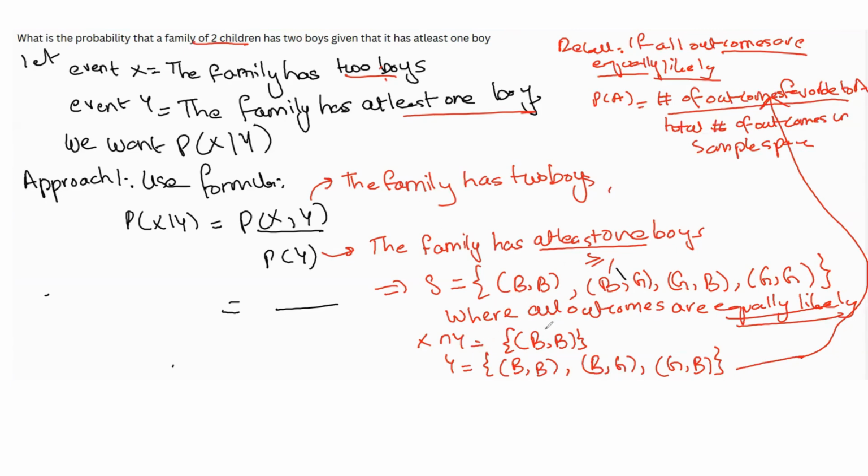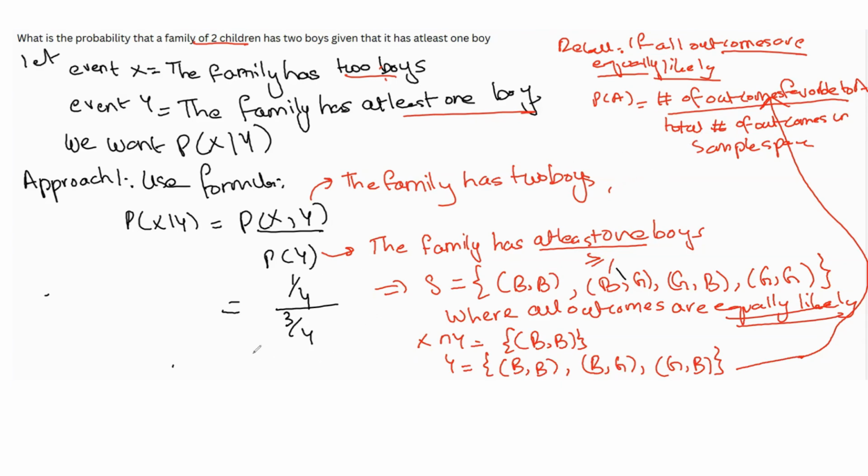So the number of outcomes in X intersection Y is one, because it only has one outcome, both are boys. The total number of outcomes in the sample space is 1, 2, 3, 4. So this is 1 divided by 4. Similarly, we can find the probability of Y. The number of outcomes favorable to Y is 1, 2, 3, divided by total outcomes in the sample space, which is 4. Again, the reason we are able to find these probabilities this way is because we have equally likely outcomes.